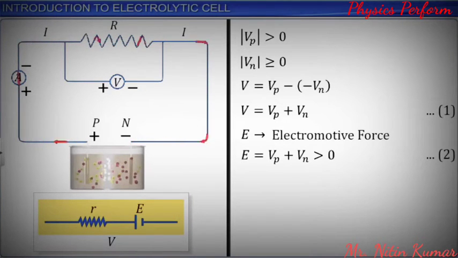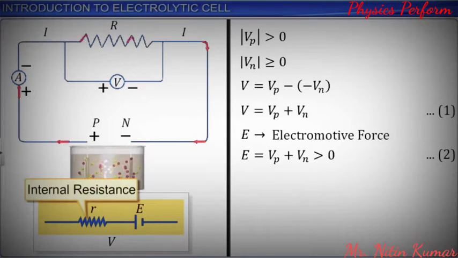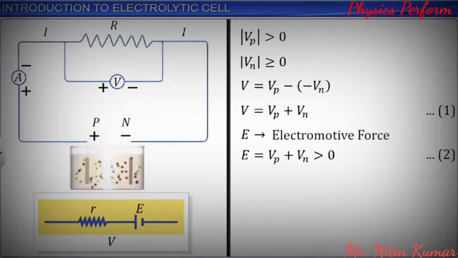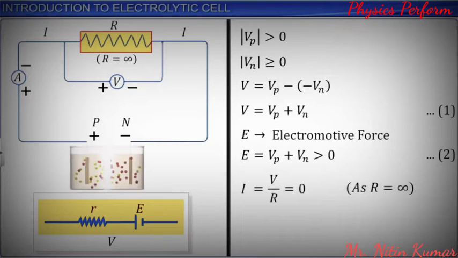As the current passes through the electrolyte, it must have a finite resistance r, which is known as the internal resistance of the cell. To clearly understand the difference between potential difference and EMF, let us replace the resistor R in the circuit with a resistor of infinite resistance. We can now write I is equal to V divided by R equal to 0.